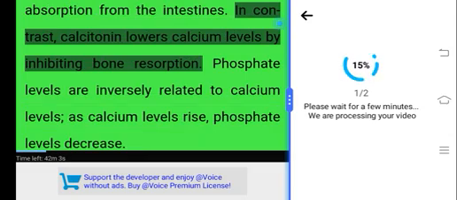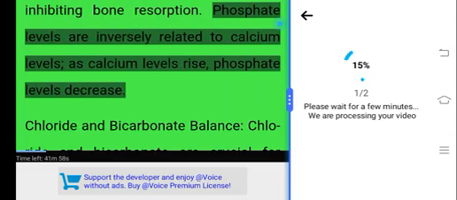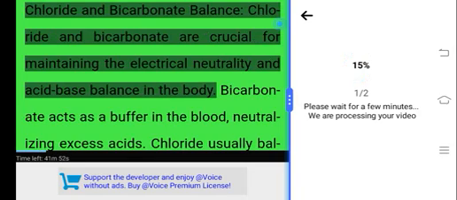In contrast, calcitonin lowers calcium levels by inhibiting bone resorption. Phosphate levels are inversely related to calcium levels. As calcium levels rise, phosphate levels decrease. Chloride and bicarbonate balance.